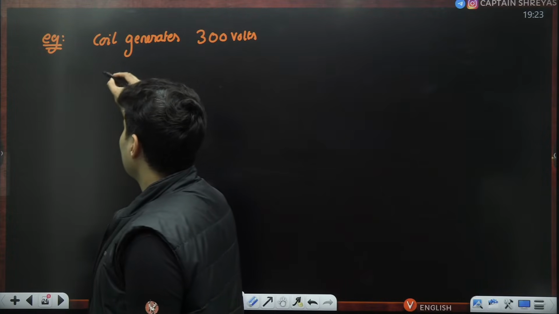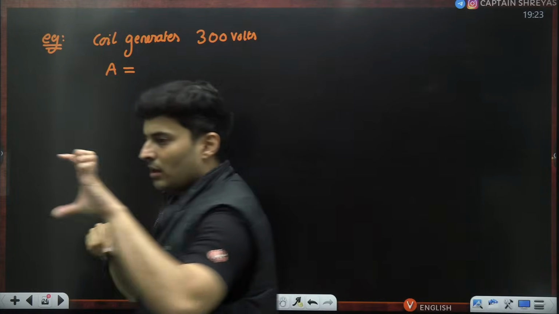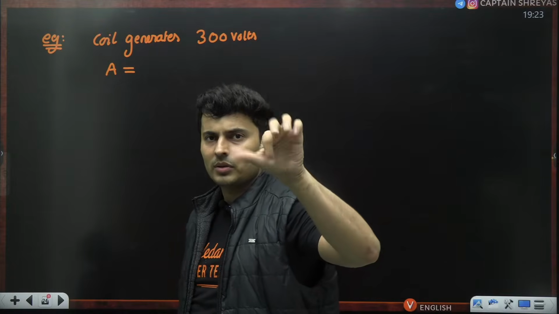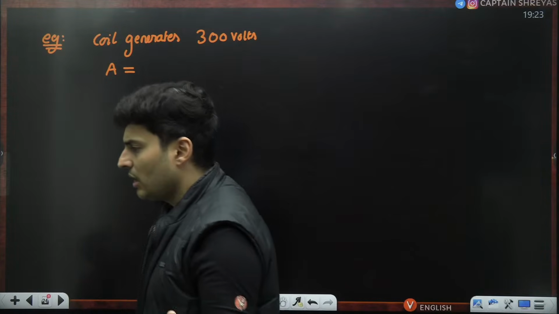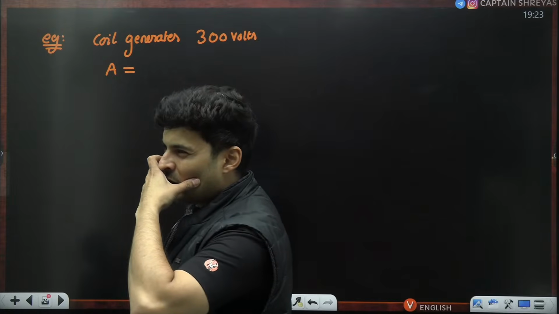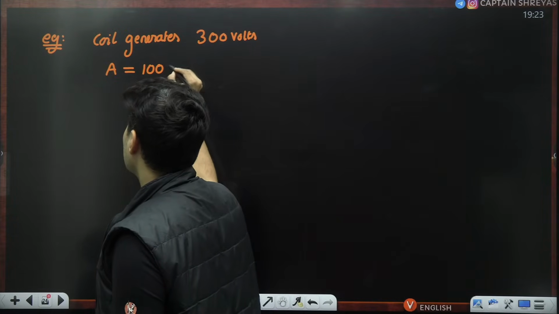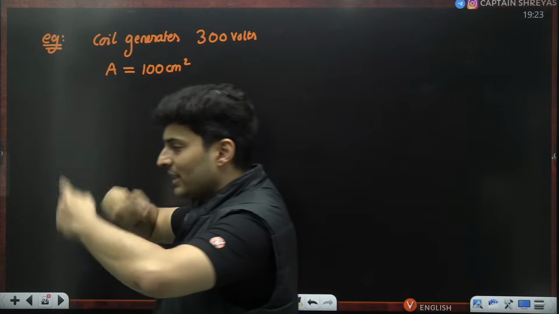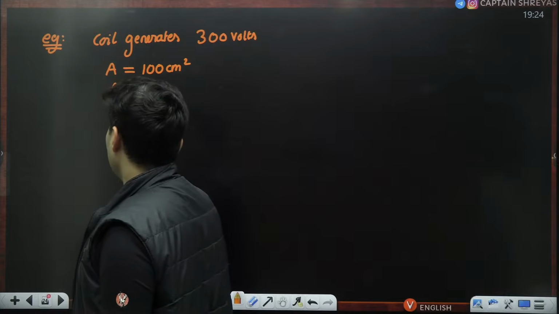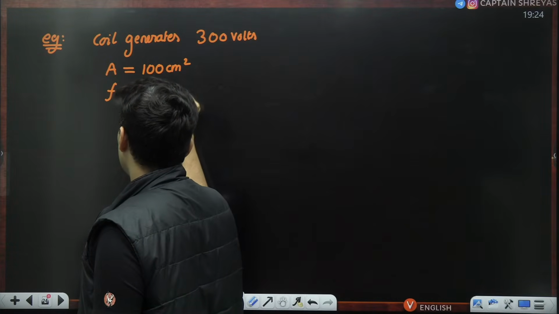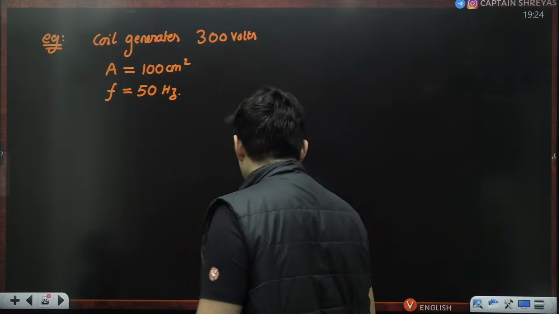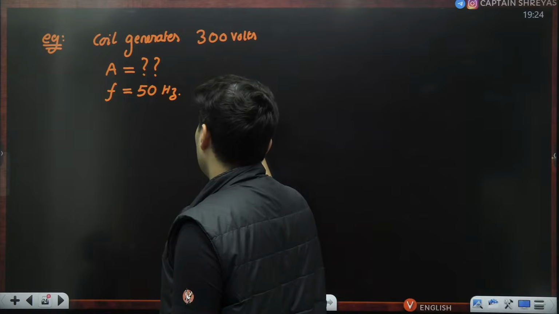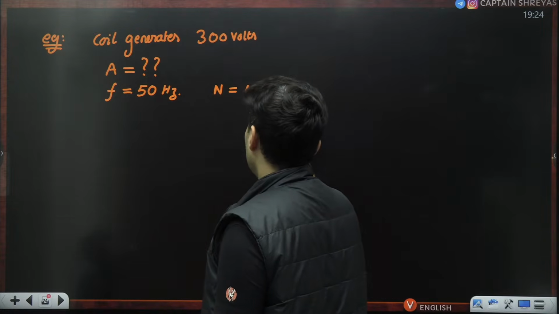And say the area of the coil is probably 10 by 10 centimeters, maybe this small coil is rotating. So 10 by 10 means 100 centimeters square. And the frequency of our AC is always fixed, 50 hertz. Or maybe I want to decide how much area is needed. Let's say the number of turns is 10.